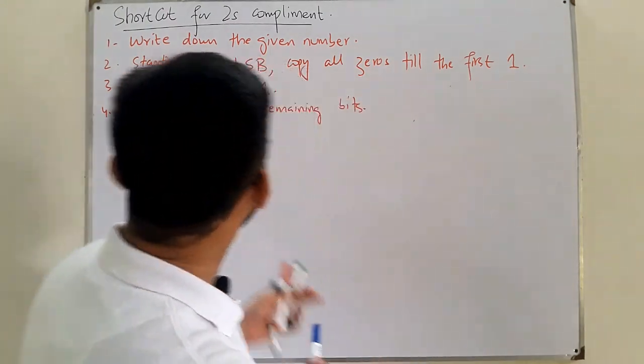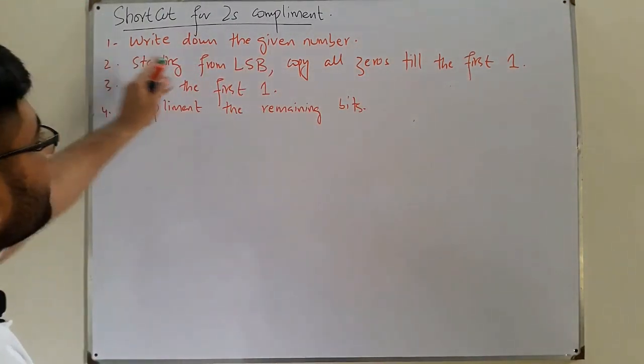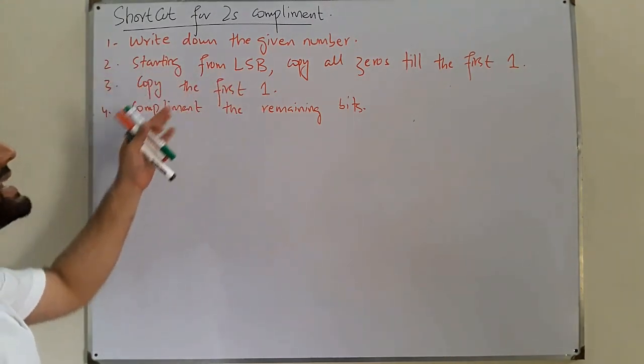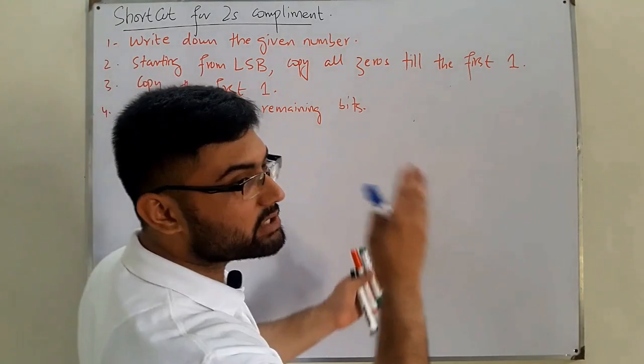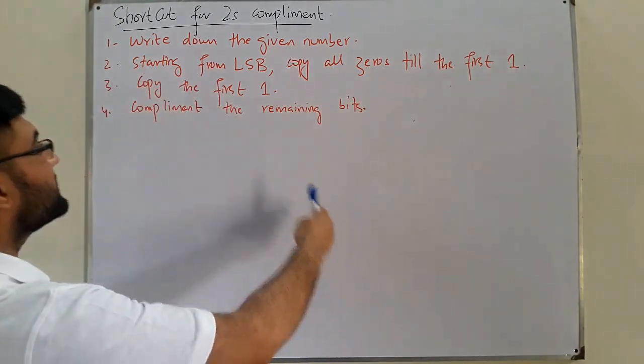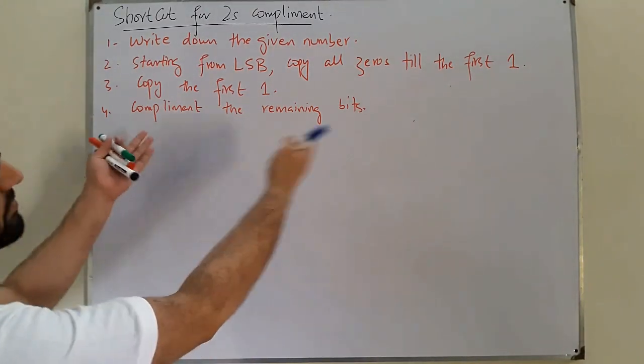Back to the topic. So, the 2's complement. The method is a four-step method. You write down the given number for which you have to find, starting from the LSB. LSB is the least significant bit, which means the rightmost bit. Copy the zeros till the first one arrives. Then you copy the first one and complement the remaining bits. That's all.